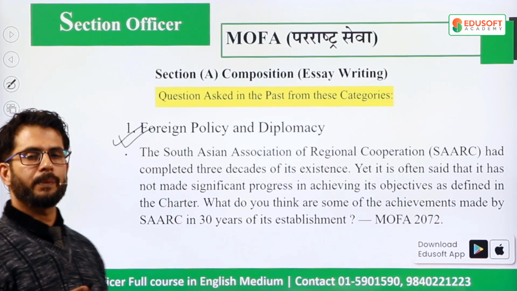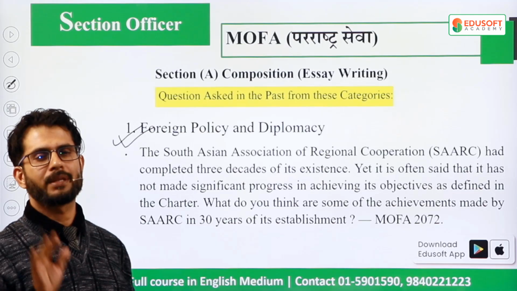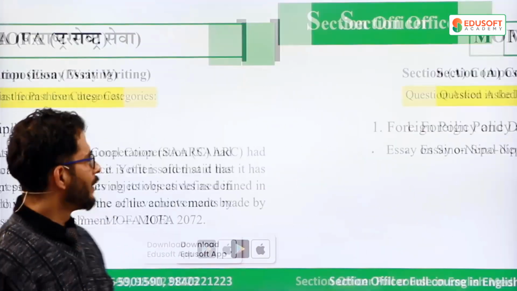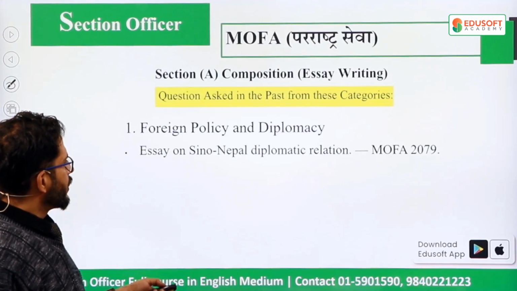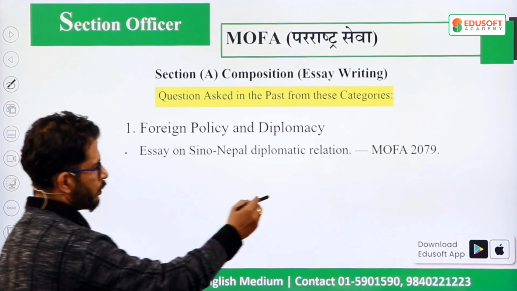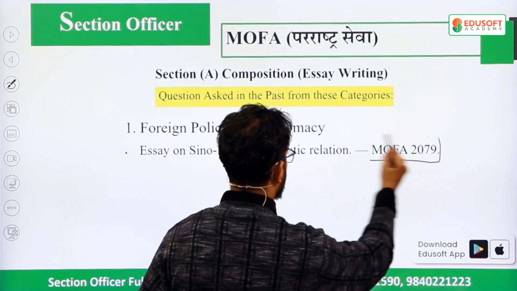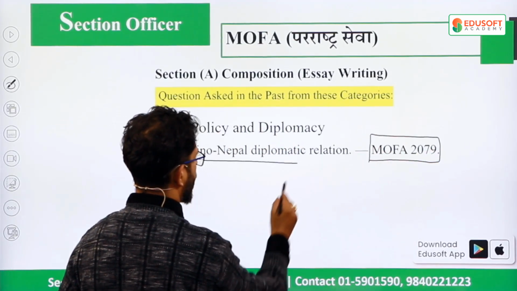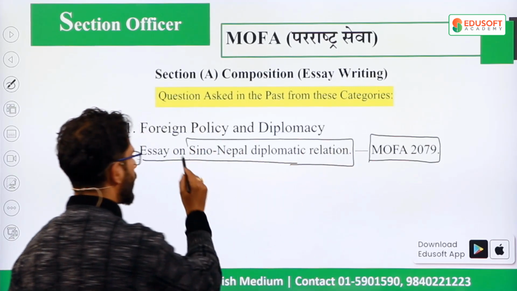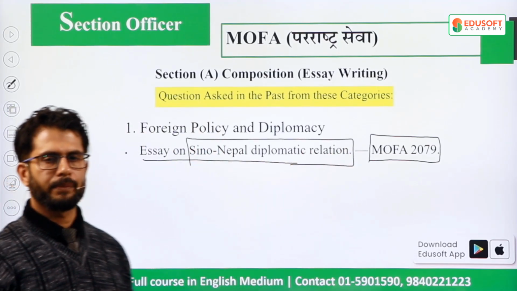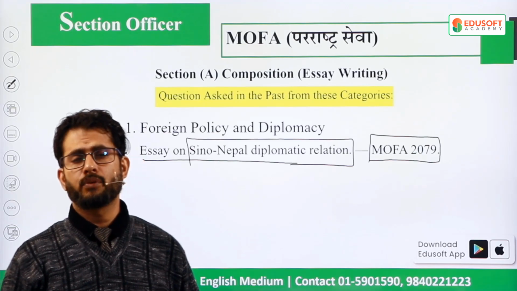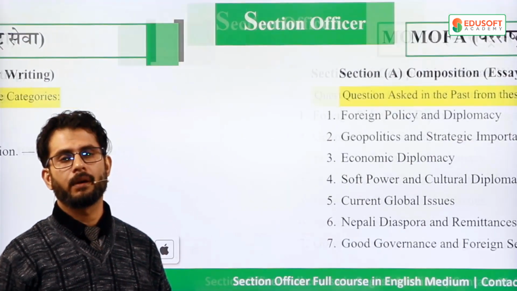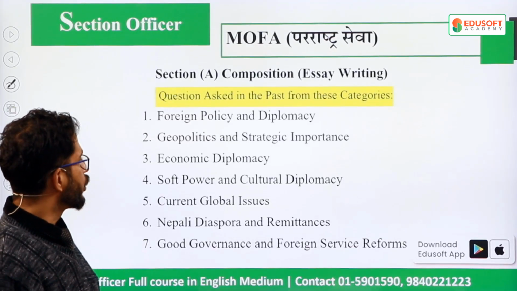Look, this is where to prepare from, I'm telling you. I have already given you 7 areas. I'm going to show you how these questions were asked in the past. Likewise, in 2079, students, you were asked to write an essay on Sino-Nepal diplomatic relations, Nepal and China diplomatic relations. Each question consists of 20 marks, students, so it is a very long essay you are going to write. It's definitely going to be a longer essay.